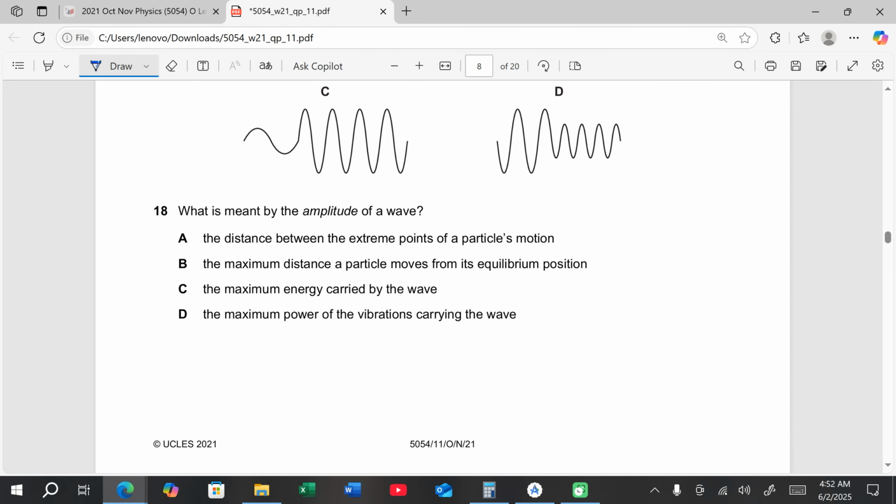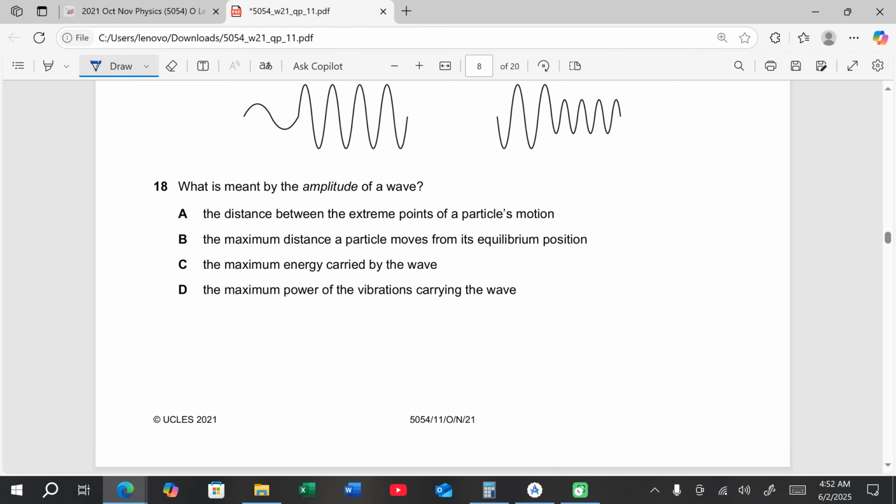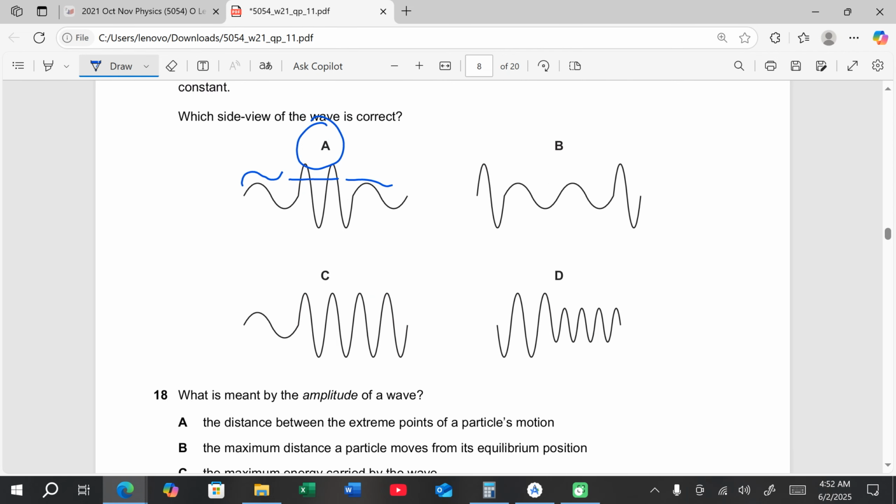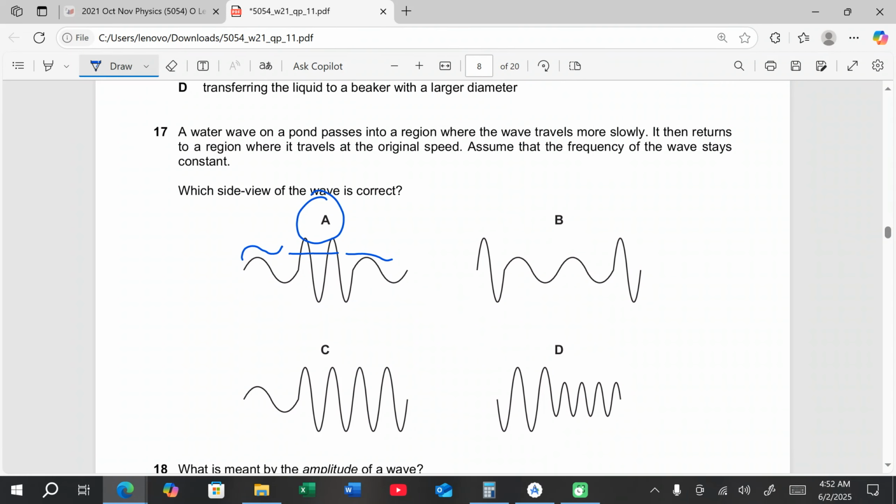What is meant by the amplitude of the wave? 17. I think so. It has to say that if the water wave on the pond passes into the region where the wave travels more slowly, so first of all, it was normal. Then it travels slowly, so therefore the wavelength has to decrease, and then it comes to normal again. The wavelength increases. So that's why it's saying that.